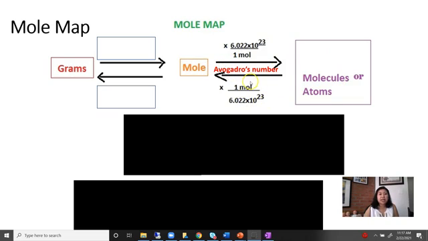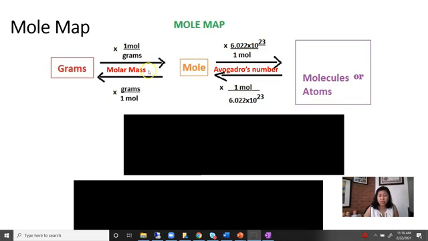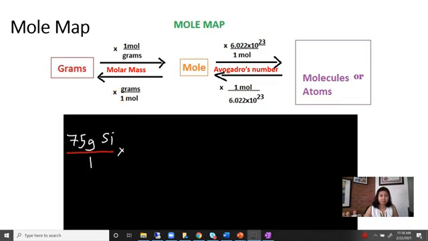Okay. The next step is to convert moles to grams. So from grams to moles, I'm sorry, you look at the arrow. In order to convert grams into moles, you need to divide it by the molar mass of the substance, and molar mass of the substance can be found by looking at the periodic table. And if you want to do it the other way, from moles to grams, you're going to need to multiply it by the molar mass.